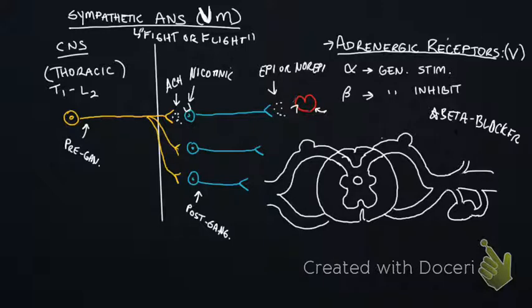So, with your sympathetic branch of the autonomic nervous system, remember these are all visceral motors. This is fight or flight. The preganglionic neuron releases acetylcholine into the synapse. The receptors are nicotinic. And then as the action potential travels down the postganglionic neuron, it releases another neurotransmitter into the synapse, either epinephrine or norepinephrine. And the receptors found on the effector are adrenergic for these neurotransmitters, and they're either alpha or beta.